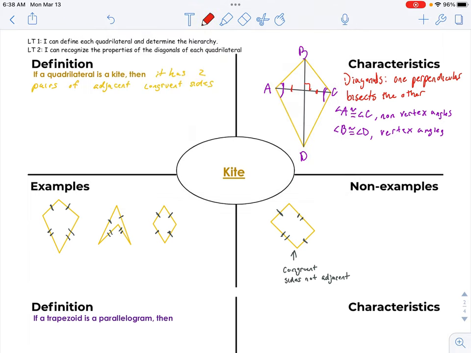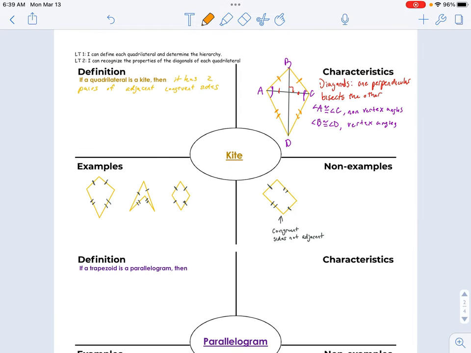And just to emphasize, I already used that color. Let's go. That side's congruent to that side. That side's congruent to that side. All right. And yeah, there's probably a billion other things I could talk about with kites, but we'll keep it pretty simple. All right. So for the diagonals of that, one perpendicular bisects the other.